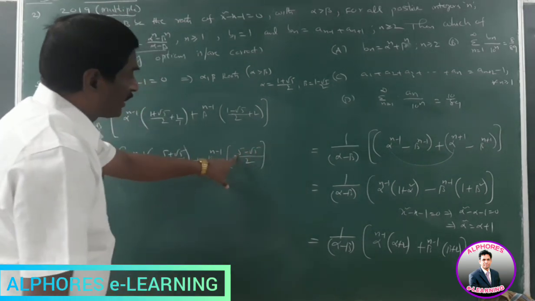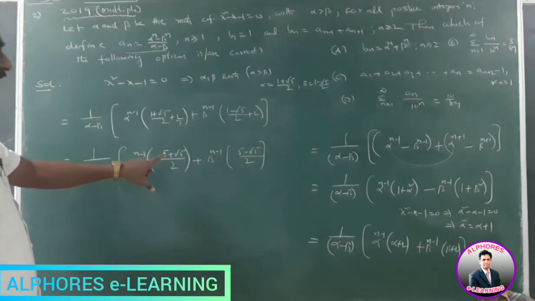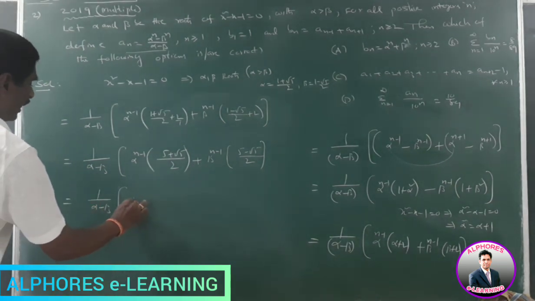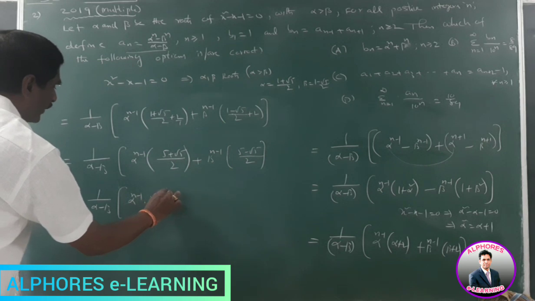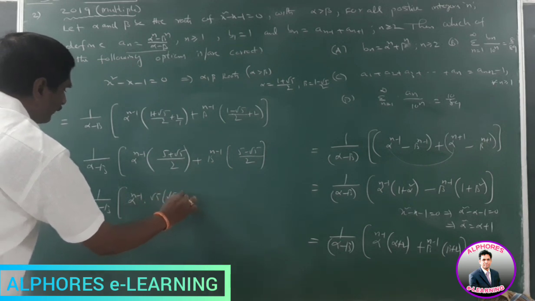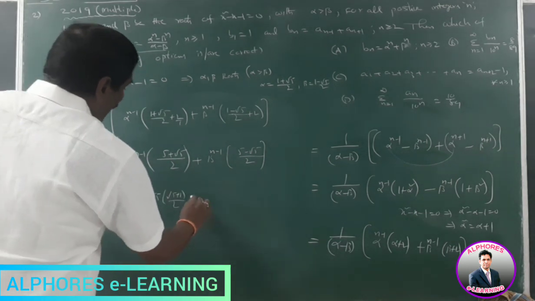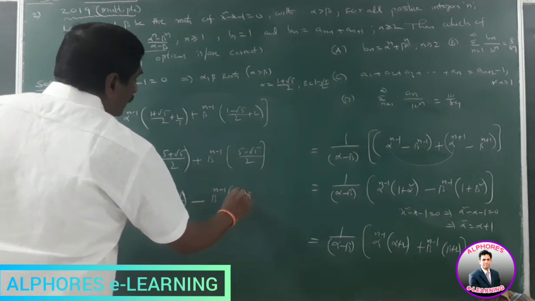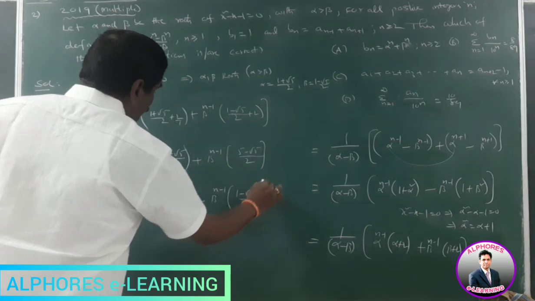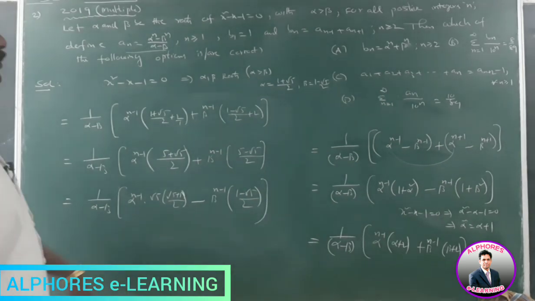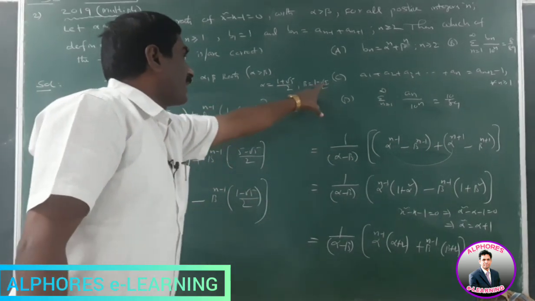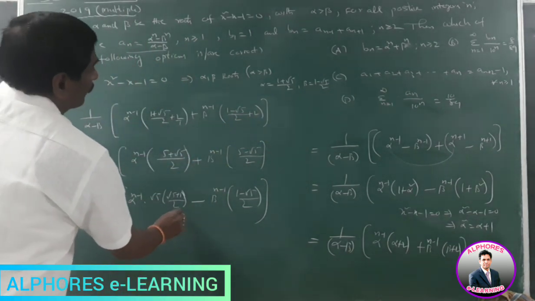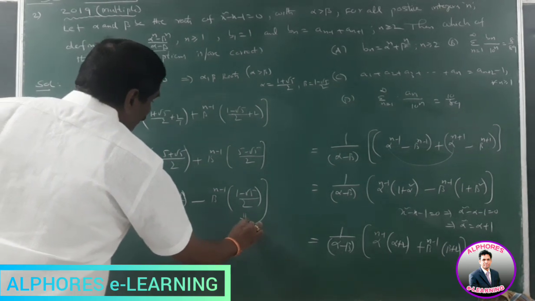Here what is the common term? Root 5. Here also root 5. That means 1 by alpha minus beta into alpha power n minus 1 into root 5 into root 5 plus 1 by 2, minus beta power n minus 1 into root 5 into 1 minus root 5 by 2. But 1 plus root 5 by 2 is alpha, 1 minus root 5 by 2 is beta. So this value is alpha, this value is beta.